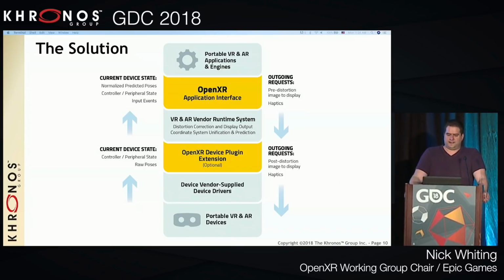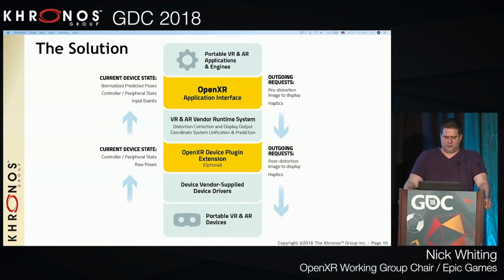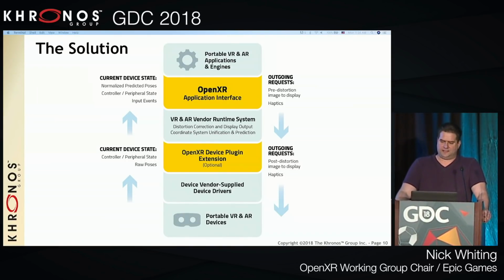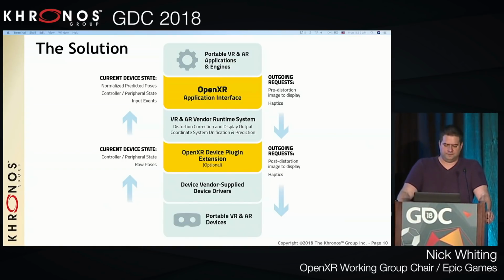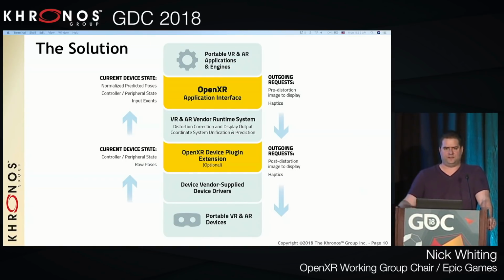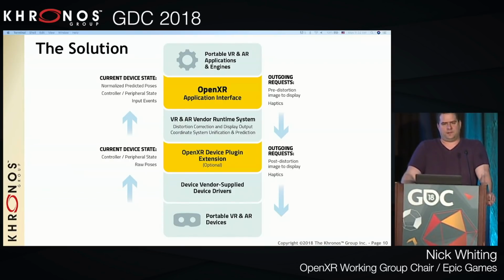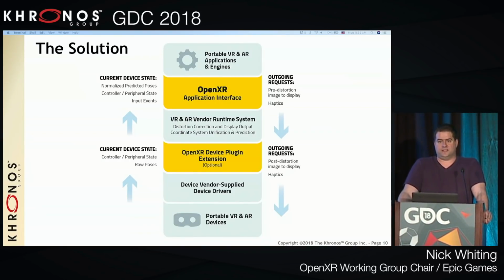So the solution, as the OpenXR group sees it, is to create an OpenXR standard that has 2 faces. One is an application-facing specification, and one is what we call the device plugin extension. The application-facing API is an API that all runtimes have to implement, and that's what allows the applications to talk to the OpenXR runtimes.